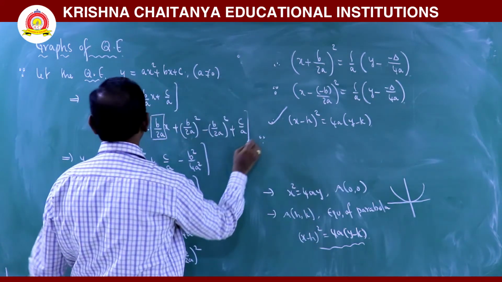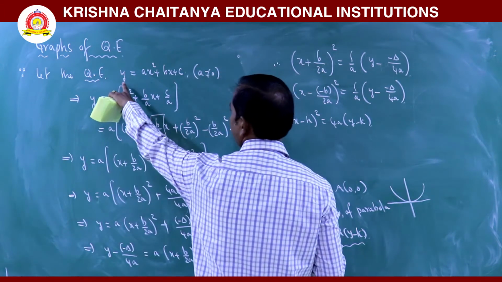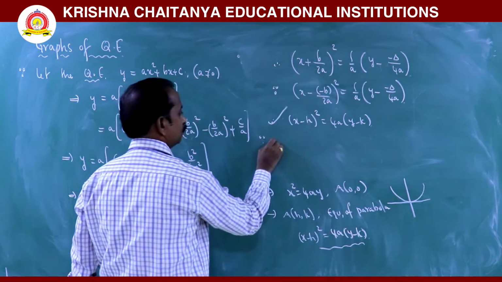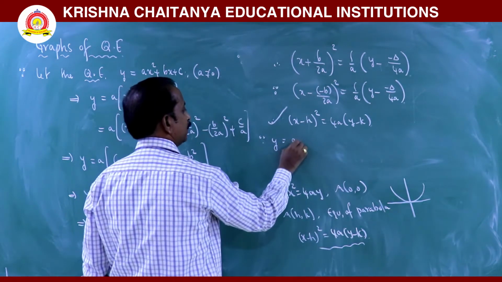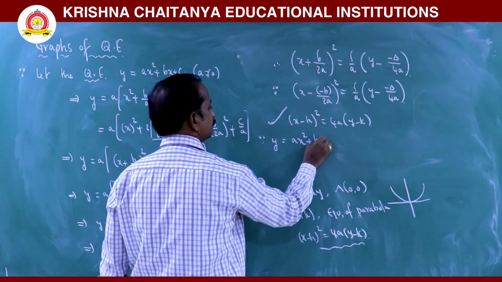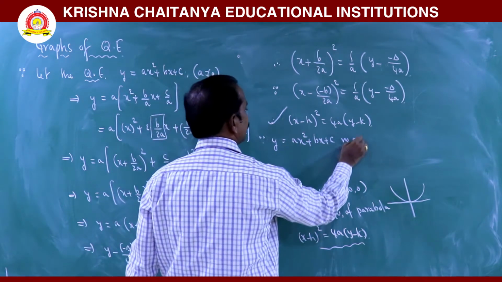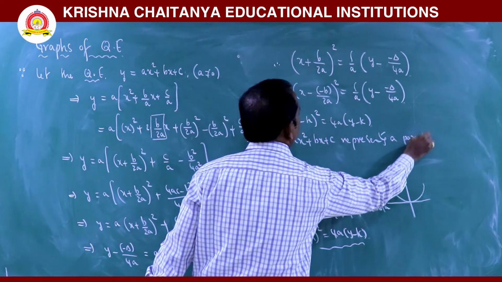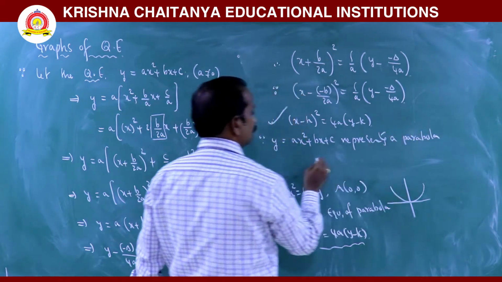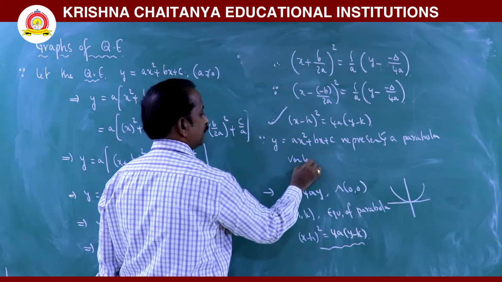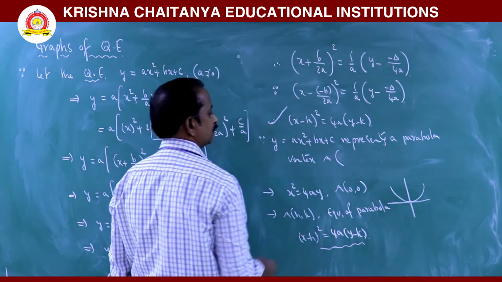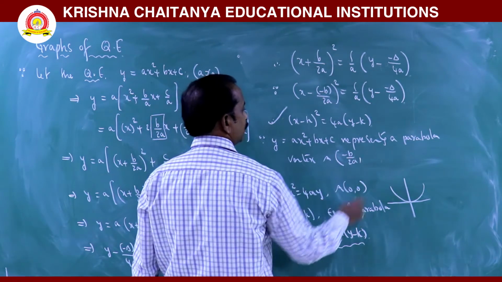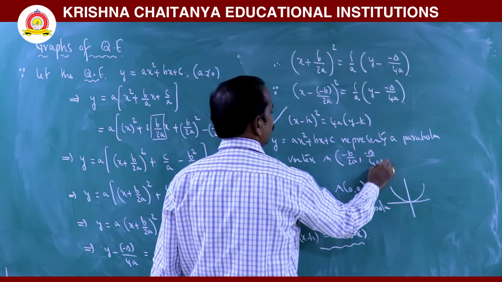So our clear observation: the given quadratic equation y represents a parabola. So y is equal to ax square plus bx plus c represents a parabola having vertex capital A, which is nothing but (h, k). Instead of h, it is minus b by 2a, and k is minus delta by 4a.